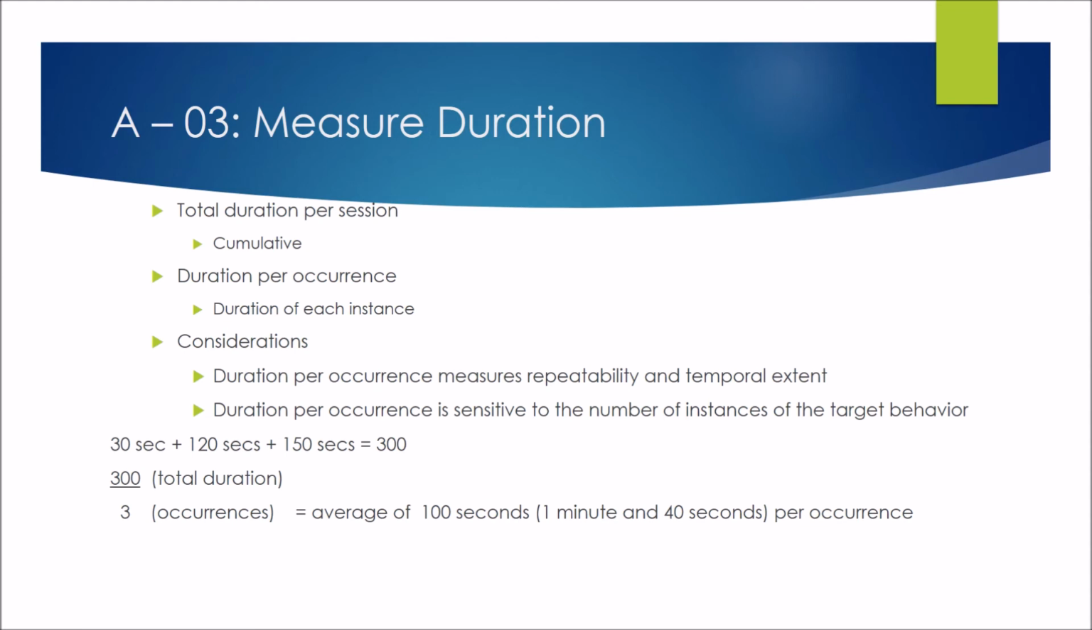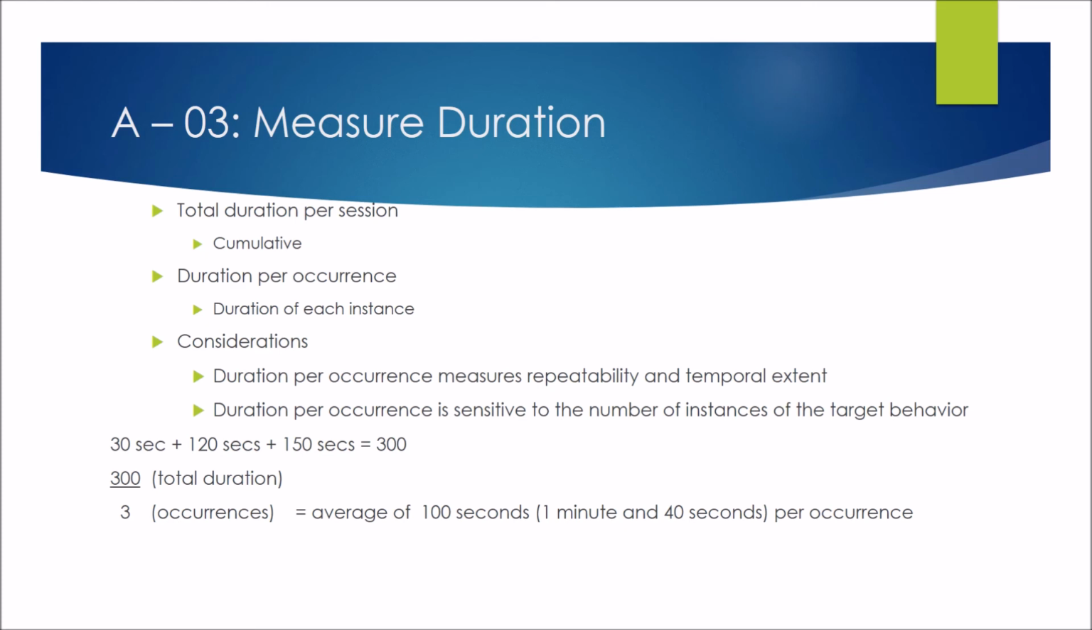Duration per occurrence is a measure of the duration of time that each instance of the target behavior occurs. For example, let's say a child frequently plays with a fidget toy during class, and we wanted to look at the average time that they were playing with this toy. So each time the student picks up the toy, you're going to start your stopwatch, and when the child puts the toy down, you would stop the stopwatch, and then you would record that duration. For every instance in which the child plays with the toy, you're going to start and stop the stopwatch.